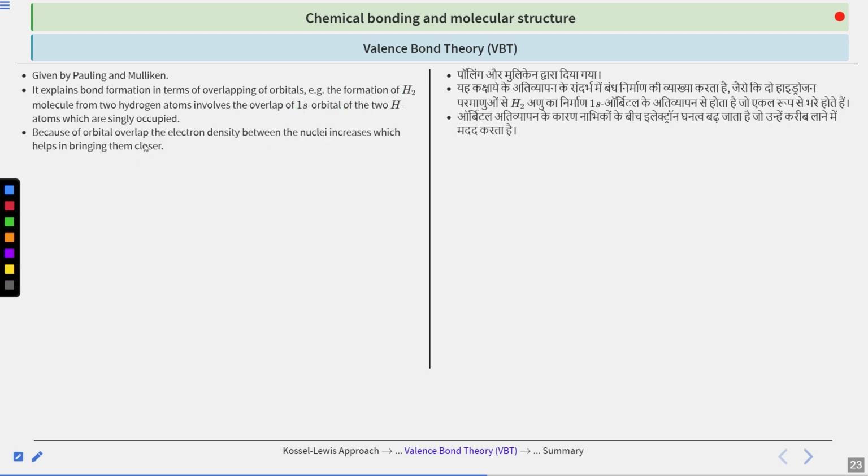Because of orbital overlap, the electron density between the nuclei increases, because this is the region where the overlap is taking place and the influence of the two nuclei is more. So the oppositely charged electron tends to occupy that area.